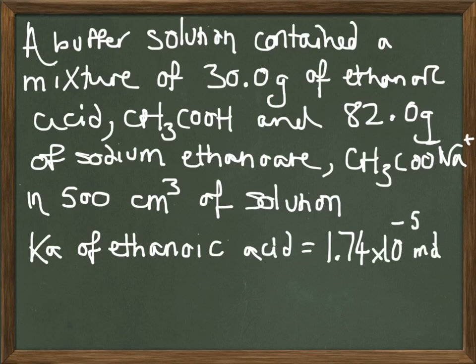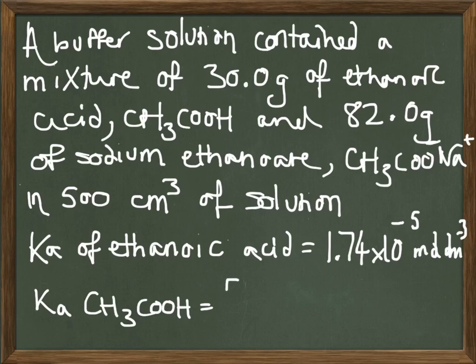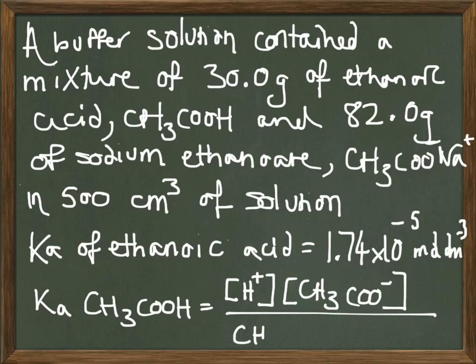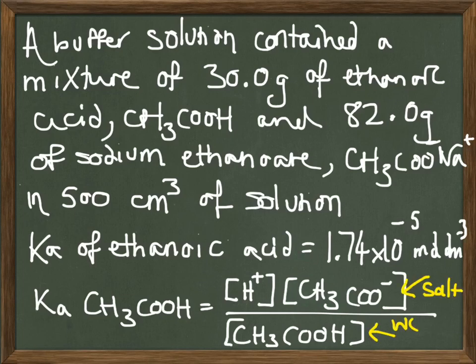We've also got the Ka of our weak acid in this particular question, and you should be able to write out the Ka expression for our weak acid. So that's the products of the acid-base equilibrium on the top divided by the concentration of the weak acid, which is, if you like, the reagent on the bottom. So on the top you've got your proton concentration multiplied by the concentration of the salt of your weak acid, and then divided by your weak acid concentration.